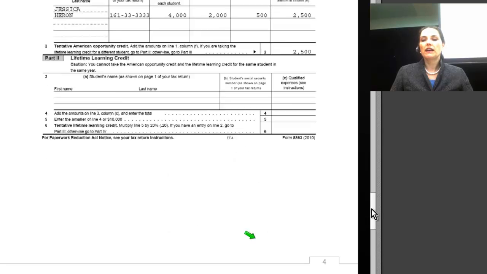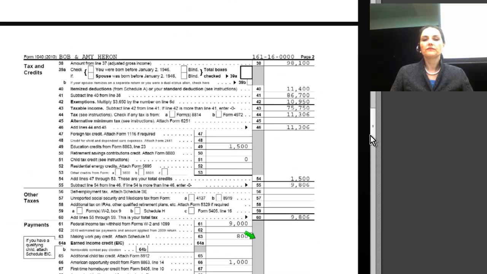So let's go back up to the Herons Form 1040. Here we are, line 49. We can see we have $1,500 entered. The $1,500 is the total credit they're allowed to claim. We subtract that from their tax of $11,306. The total is $9,806 of net tax.